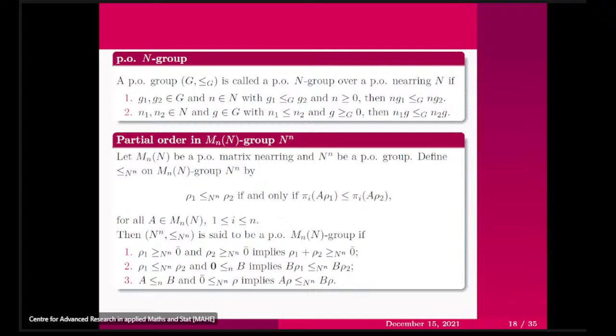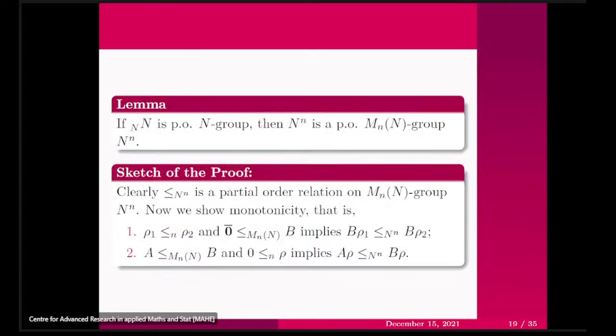Let M_n(N) be a partially ordered matrix near-ring and M^n be a partially ordered group. We define less than or equal to on the M_n(N)-group M^n as ρ1 ≤ ρ2 if and only if the i-th projection of Aρ1 is less than or equal to the i-th projection of Aρ2, where A belongs to M_n(N). And M^n with less than or equal to is a partially ordered M_n(N)-group if the product and the plus monotonicity hold. Here again ρ1, ρ2 vary, that is, the elements of M^n, whereas in the third condition A and B vary. If M is a partially ordered N-group over itself, then M^n becomes a partially ordered M_n(N)-group.